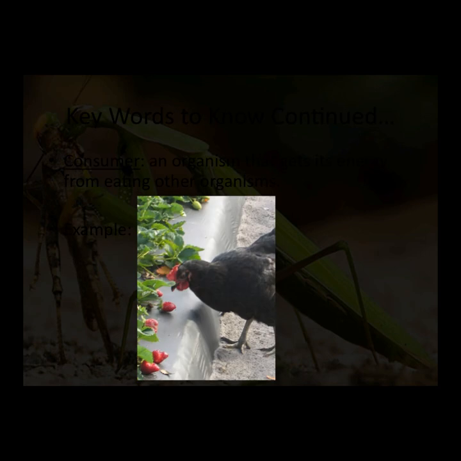Next is a consumer. A consumer is something that eats something else to get energy. These could be any type of animal, including all plant eaters and meat eaters. Keep in mind that animals that eat plants are also eating something else for energy. It's not just the meat eaters. The example consumer given on this slide is a chicken who looks as if she is about to eat a strawberry.